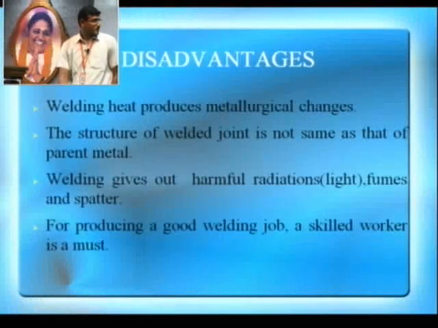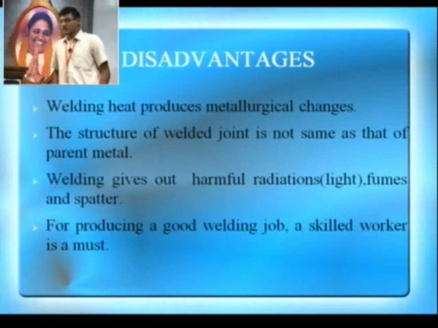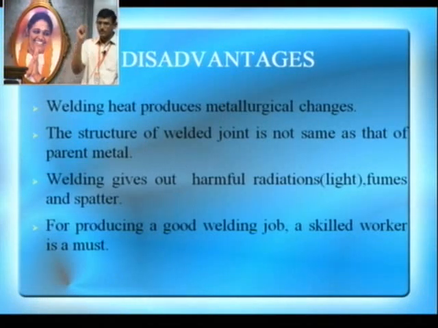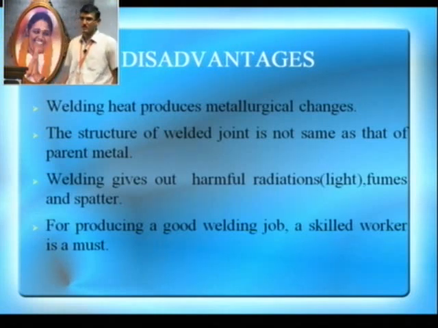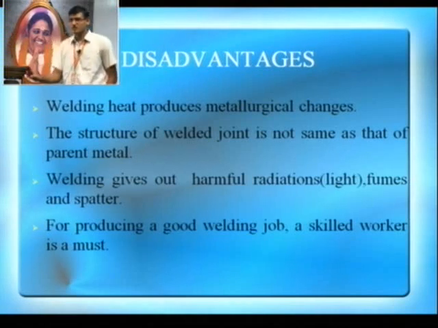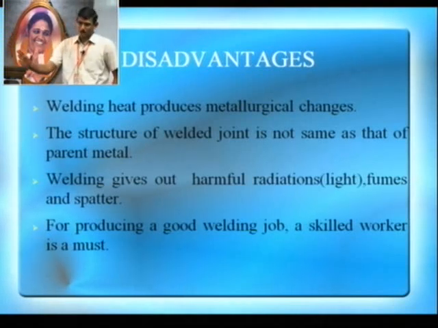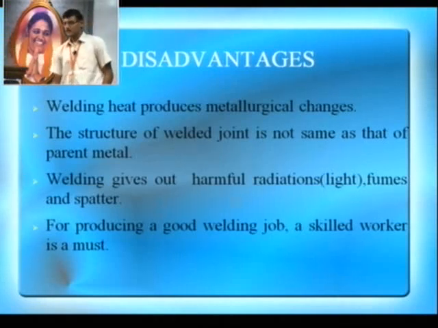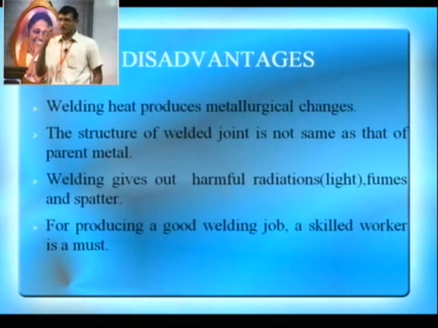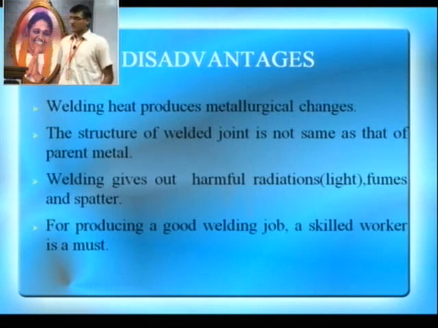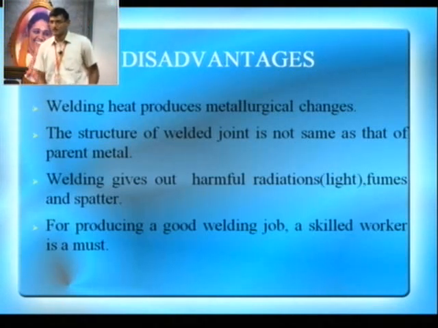Now let us see some of the disadvantages. During the process, the heat produced changes the metallurgical properties. In the simplest form, we can say there is a change in both physical and chemical properties. Also, the structure of the weld joint is not the same as that of the parent metal, and welding produces harmful radiation such as light, fumes, and spatters. And for producing a good welding job, a skilled worker is a must.